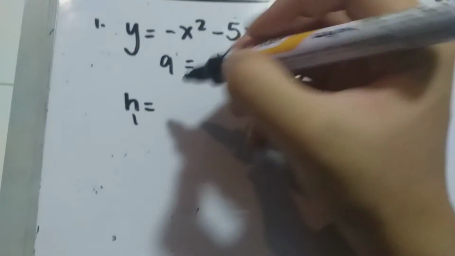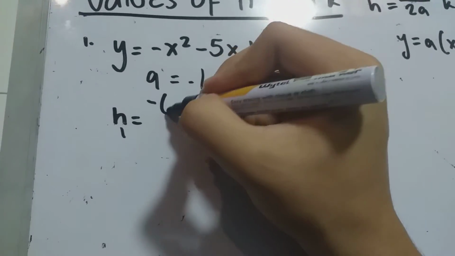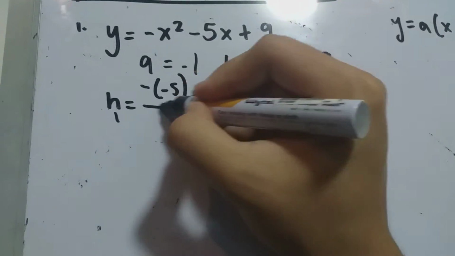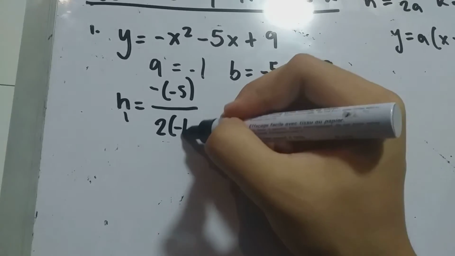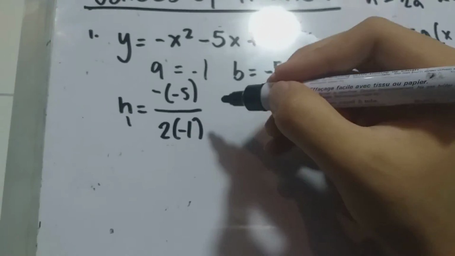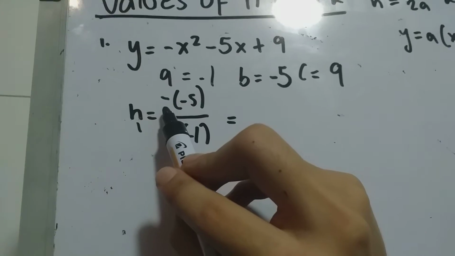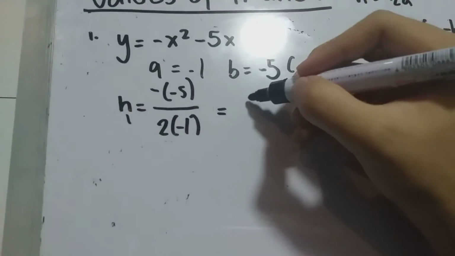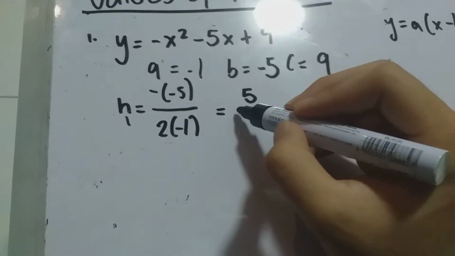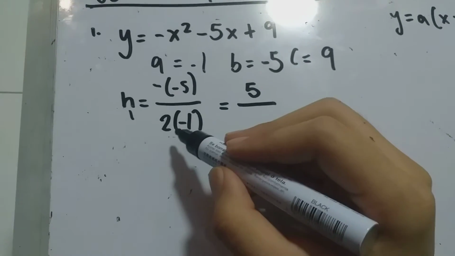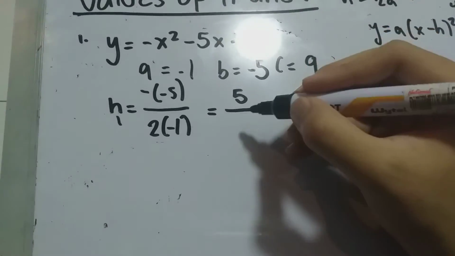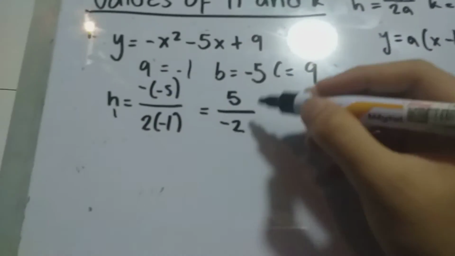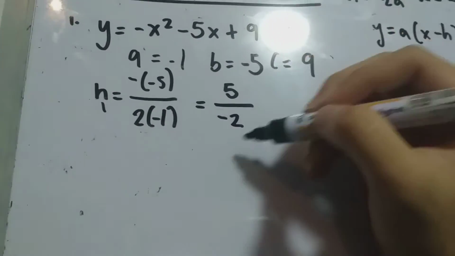Then we substitute again. We first solve for h. h is equal to negative b over 2a. We put the value of b there, then 2 times the value of a. Then we simplify. We first do this: we see a negative and a negative, so it becomes a positive 5. Then negative 1 times 2 is negative 2. So this you cannot simplify. So this is your value of h.